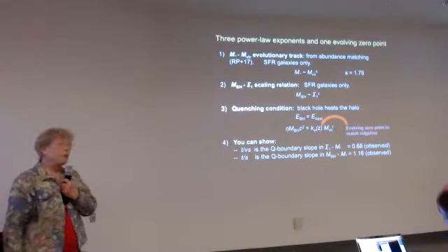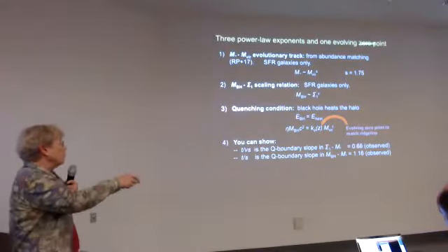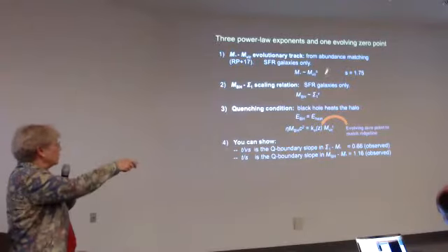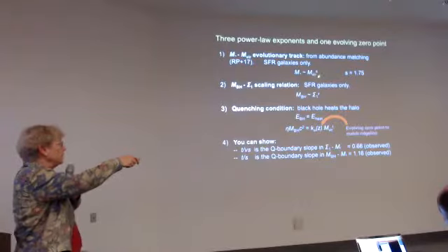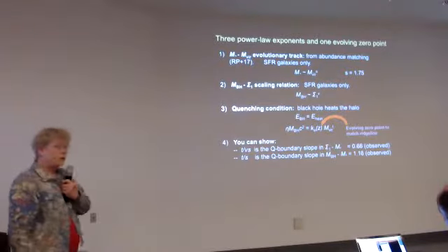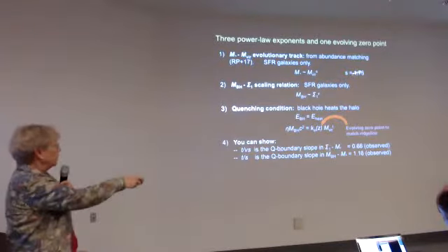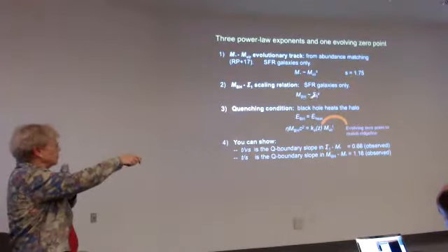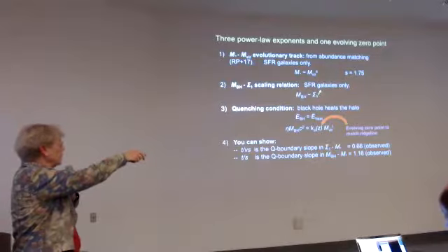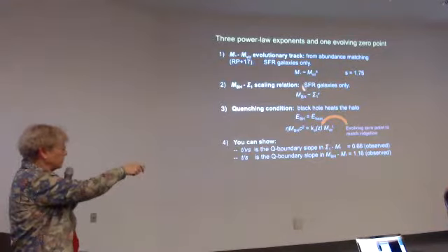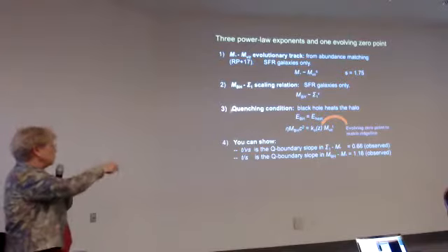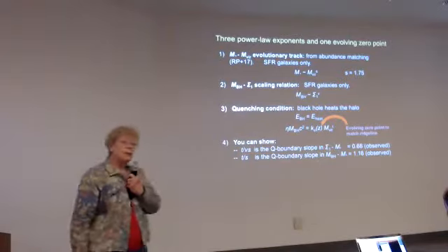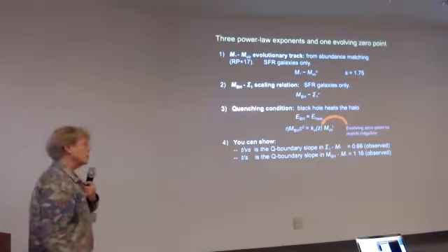There are 3 power laws with exponents and 1 evolving zero point in the model. One power law is the stellar mass-halo mass relation, which has a slope S from abundance matching given by 1.75. We're going to assume that black hole mass scales with sigma 1 to some power v, star-forming galaxies only, and we're going to assume a quenching condition. This quenching condition is a little bit different from what you normally see in quenching models.